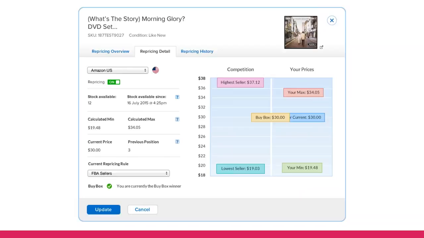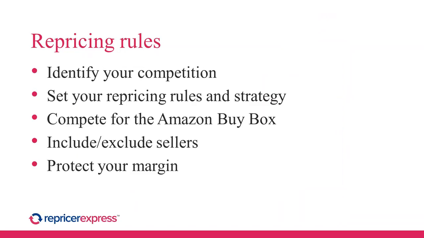So, what are these repricing rules and how do they work? Well, first, you identify your competition. Repricer Express allows you to compete differently with different types of sellers, such as Amazon, FBA sellers, and standard MFN sellers. Then you set your strategy. How do you want to compete with them? Do you want to beat them, match them, price above them, or completely ignore them?